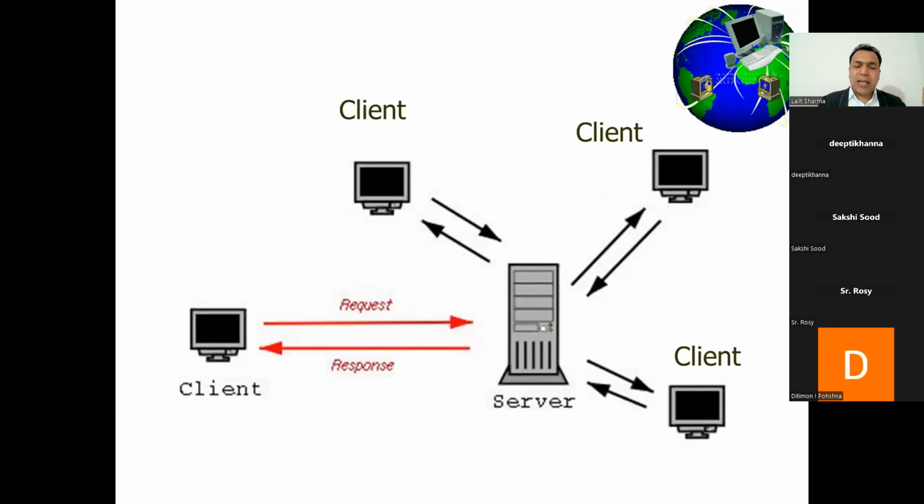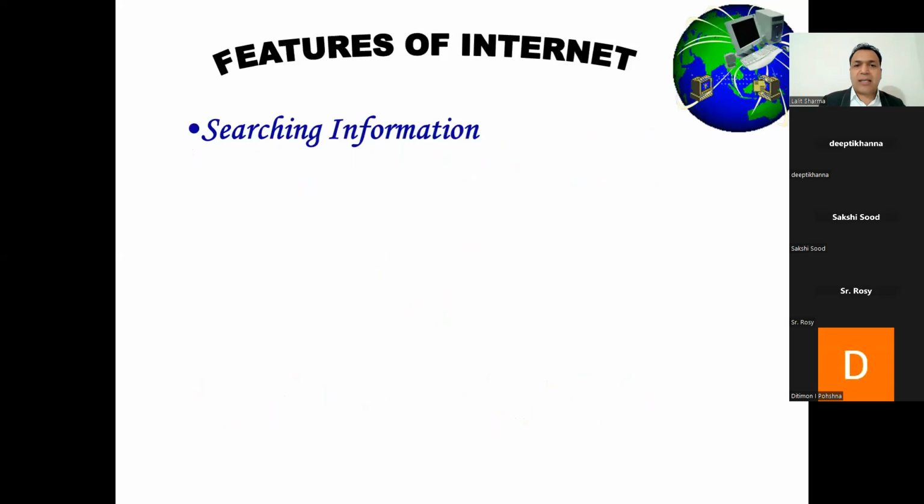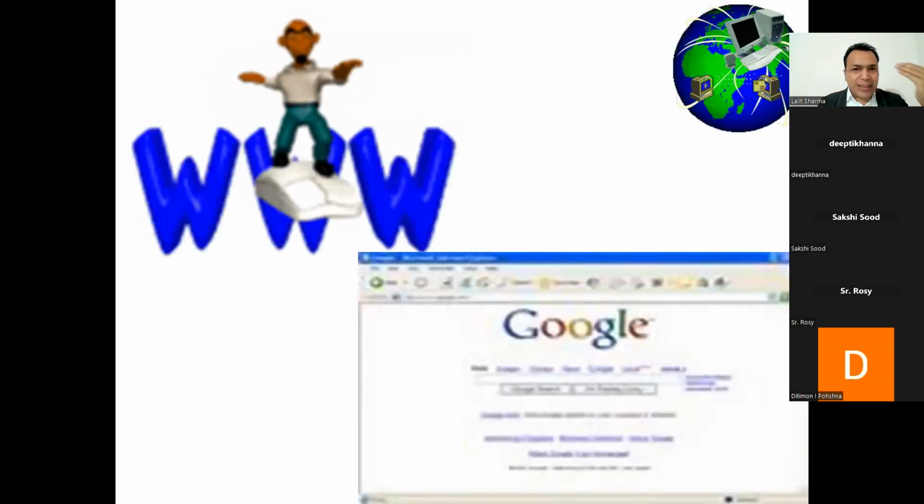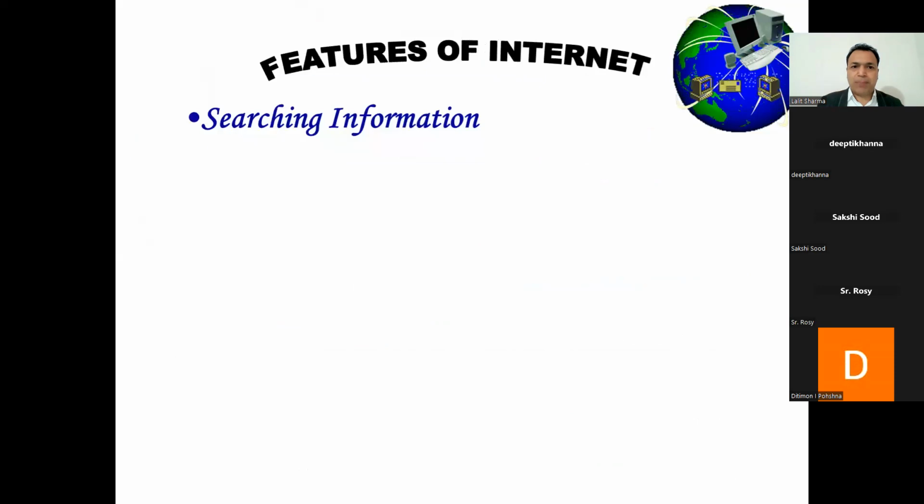Okay, so today we will discuss the features of the internet. The first feature of the internet is searching information. Guys, you can search any kind of information with the help of the internet. Once you enter the topic name, it will display a lot of things in front of you. These are called search engines. You can see Google, Yahoo.com, Rediffmail.com, these all are called search engines by which you can search for information.